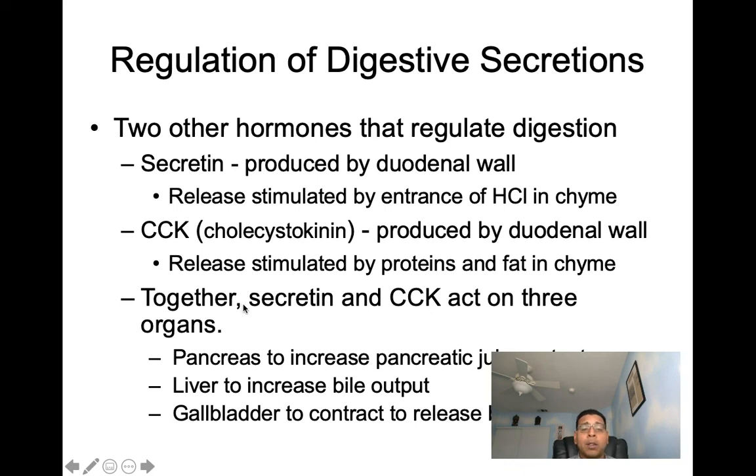Now together, secretin and CCK are going to act on three organs. Number one, the pancreas, to increase pancreatic juice output. Number two, they'll act on the liver, and they'll cause the liver to increase bile output. And then number three, they'll act on the gallbladder. They'll cause the gallbladder to contract to release bile.